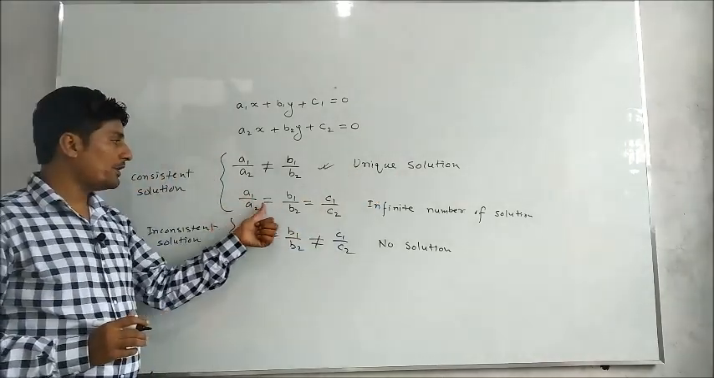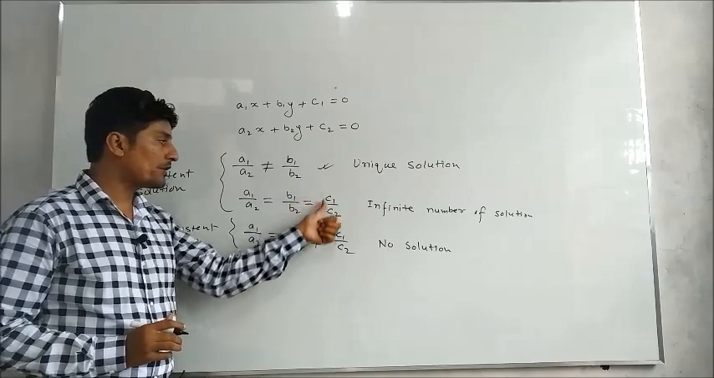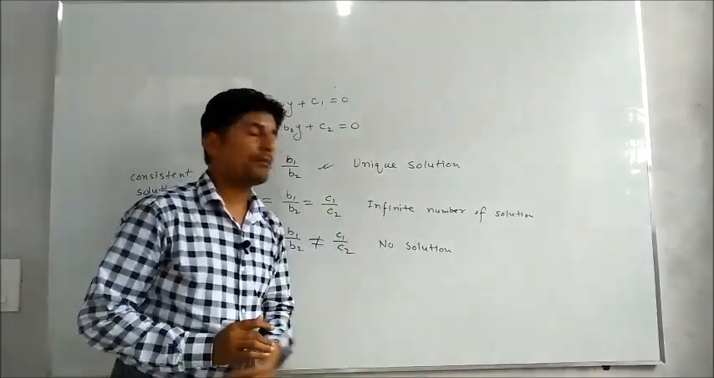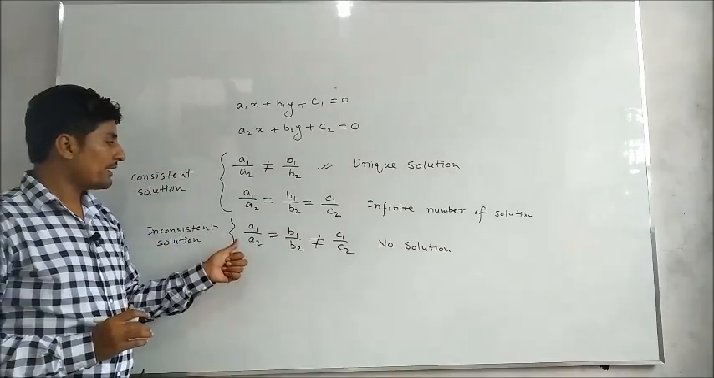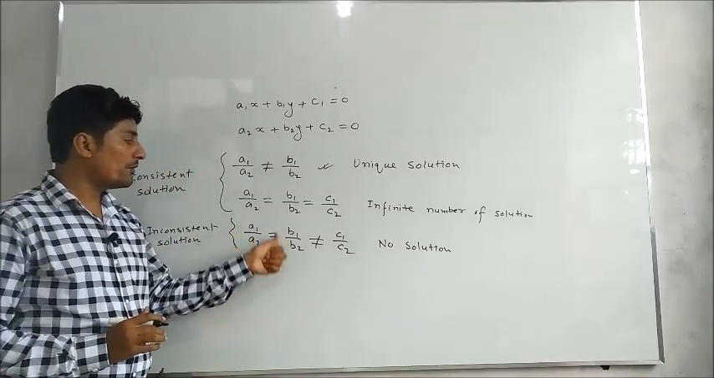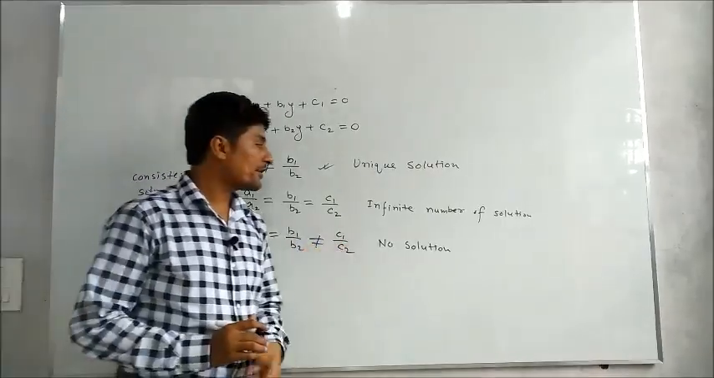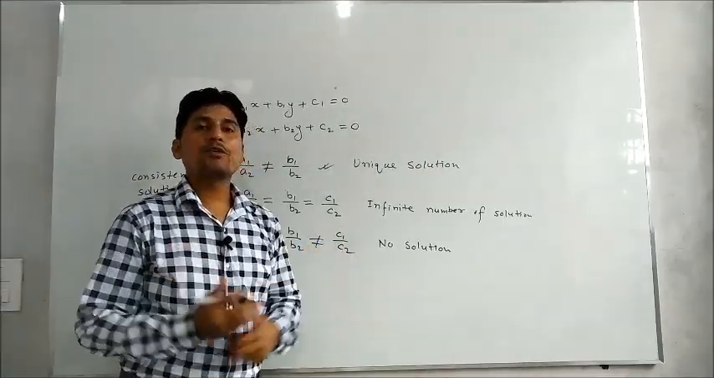If a1 upon a2 is equal to b1 upon b2 is equal to c1 upon c2, then that type of system of linear equations will have infinite number of solutions. Now the third case: if a1 upon a2 equals b1 upon b2 but not equal to c1 upon c2, then that type of system of linear equations will have no solution.